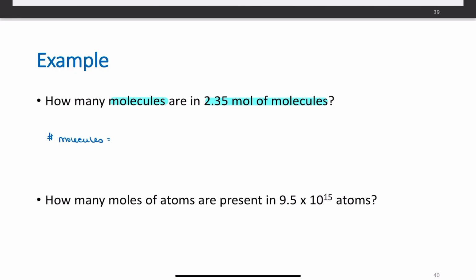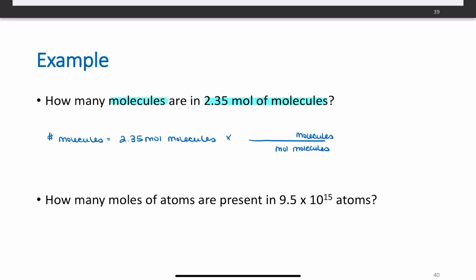Write down what you're trying to find. Next, write down what you are given. 2.35 moles of molecules. Now I'm going to think about my conversion factors. I am trying to get rid of moles of molecules. I'm trying to get to molecules.